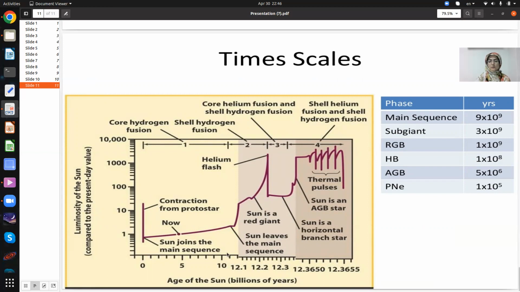Here you see the age of the sun in billions of years, and here is the luminosity of the sun. You see the different ages of the sun. For example, the sun becomes an AGB star after some time, and you see the different evolution of the sun or solar-like stars. The other stars are like the sun.